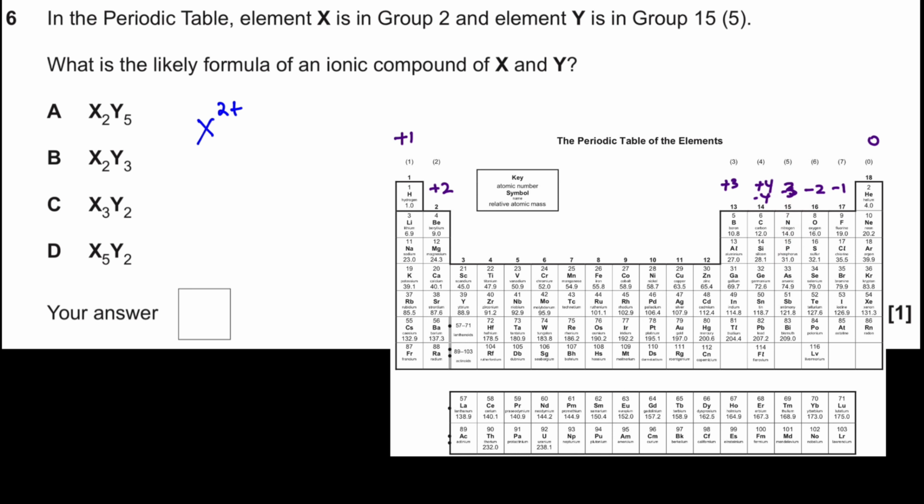So Y is 3-, which means that if you take the magnitude of the charge and you take it to the subscript of the opposite element, the ionic compound that will be formed will be X3Y2. So we are looking at C here, and that will be the compound.